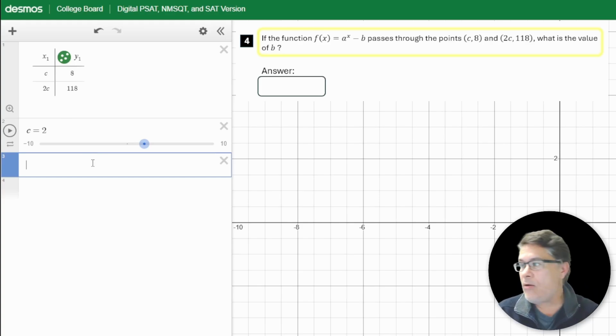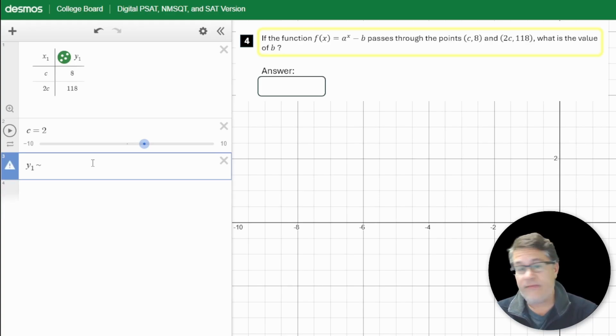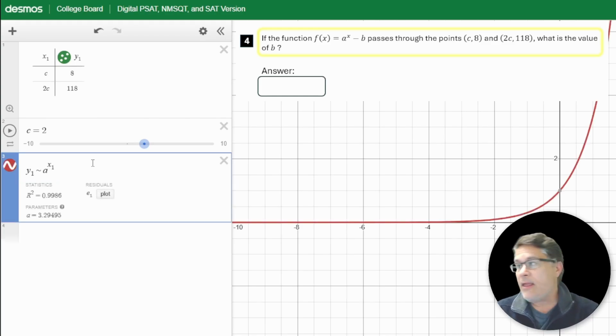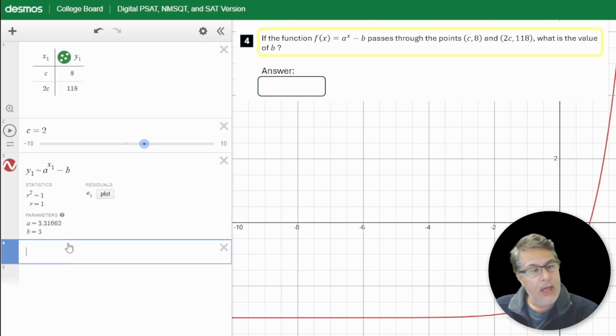Okay, now comes the regression. So we want to do y1, which essentially is the same as your f of x, tilde, and we're going to go a to the power of x1, and we're going to go minus b. Okay? Now, you have your values here of a equals 3.31662 and b equals 3.